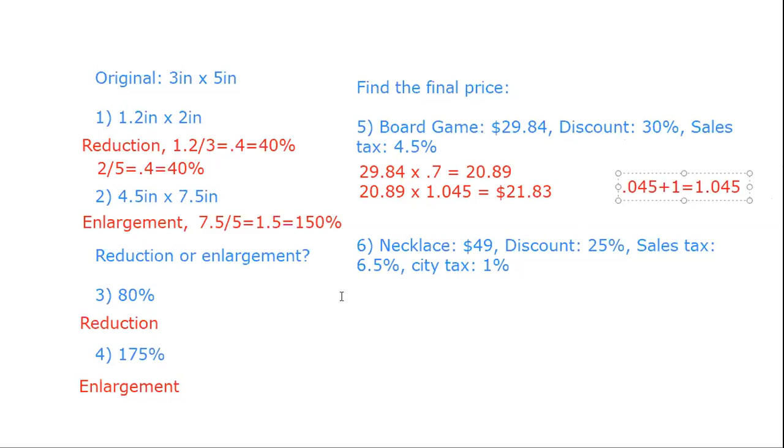Now we're going to do the same thing over here with the necklace. So your necklace is 49. And what are we multiplying it by? We're going to do the same thing as we did last time. It's 0.75, right? Yeah, 0.75.